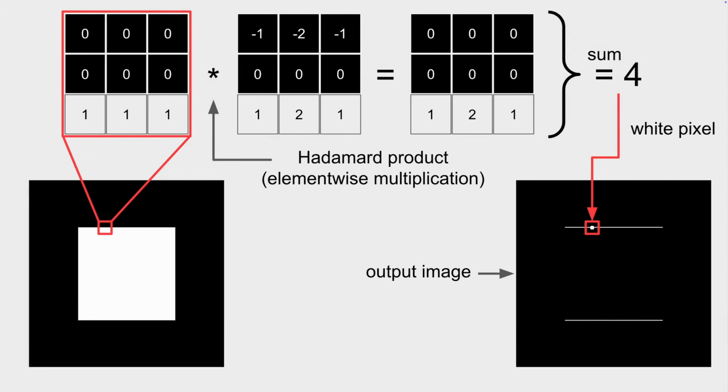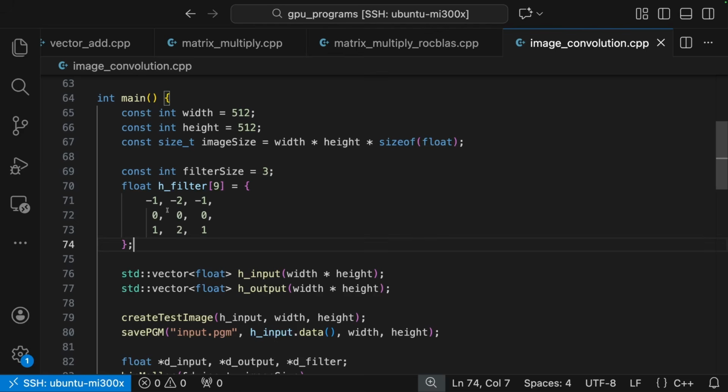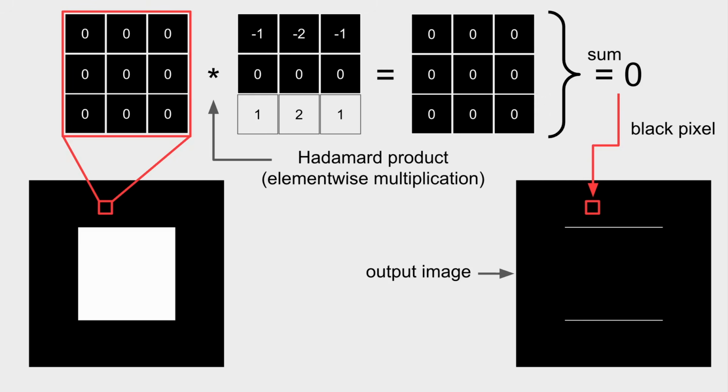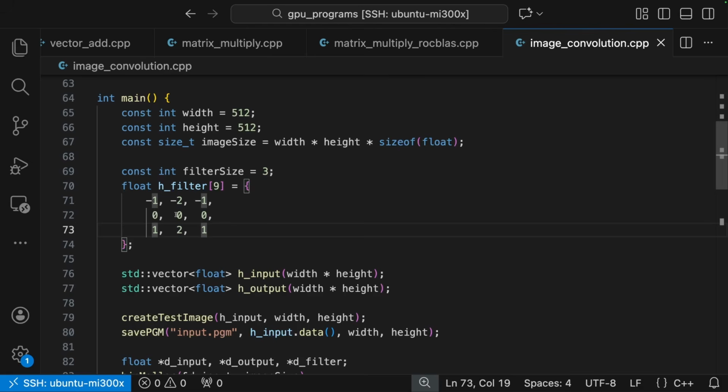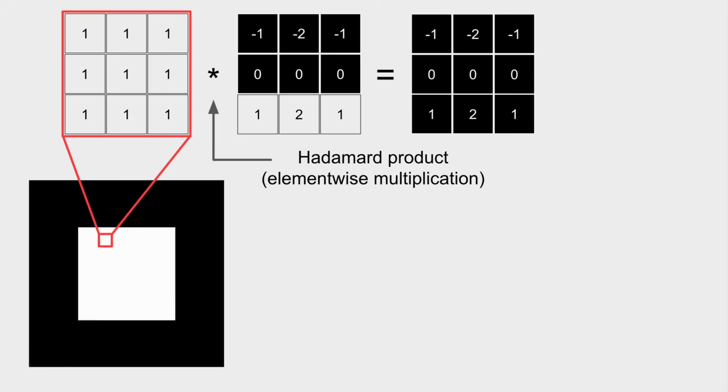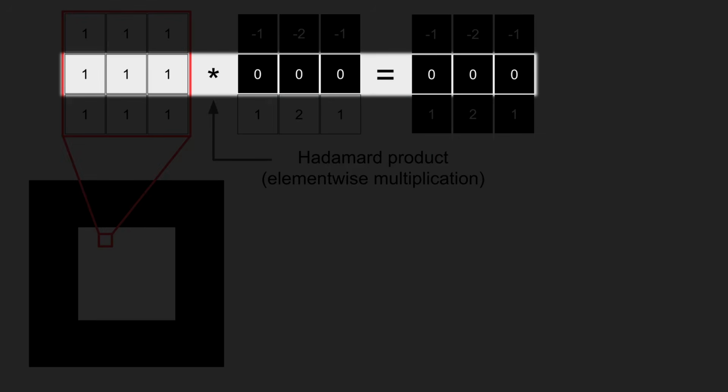Now, let's imagine that we're somewhere of uniform color. So if we're in the middle of a black patch of the image, black is represented by 0, so this filter is going to be dotted with a 0 matrix and be 0. But what happens if we're over a white section of the image? So if we're in the middle of our white square, then we're going to be dotting this matrix with a matrix of 1s.